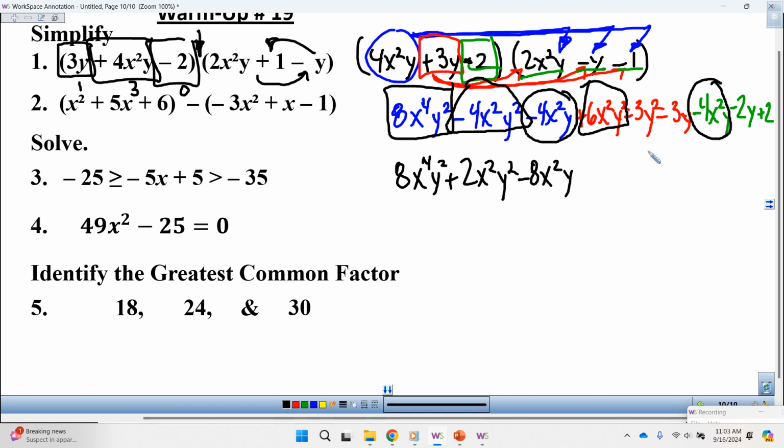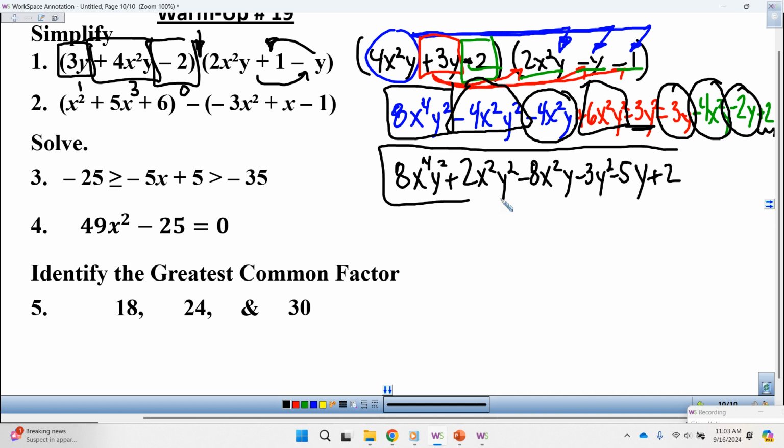Let's continue. Is there another y squared? This one is negative 3y squared. Is there another y squared? No. So negative 3y squared. And then we got negative 3y and negative 2y. That's negative 5y. And at the end, plus 2. Woo, that was a long one. Let's go. Hands if you got something like that, some of you? Yes? All right. Next, number 2.